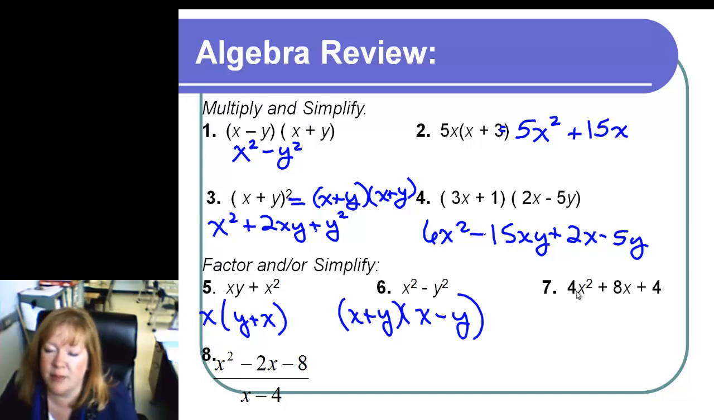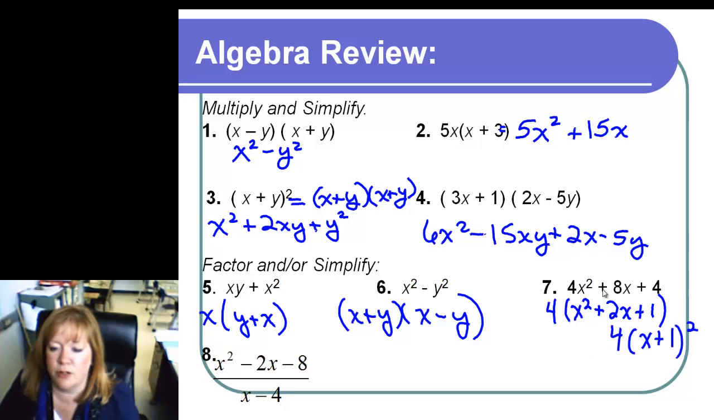When I see something like number 7, 4x squared plus 8x plus 4, they have a common factor of 4. You need to factor that out first before you factor the inside. So I'd have 4 times x squared plus 2x plus 1, and that should look similar to number 3, x squared plus 2x plus 1. So it's the same as 4 times x plus 1 times x plus 1, but I could write that shortly as 4 times the quantity x plus 1 squared.